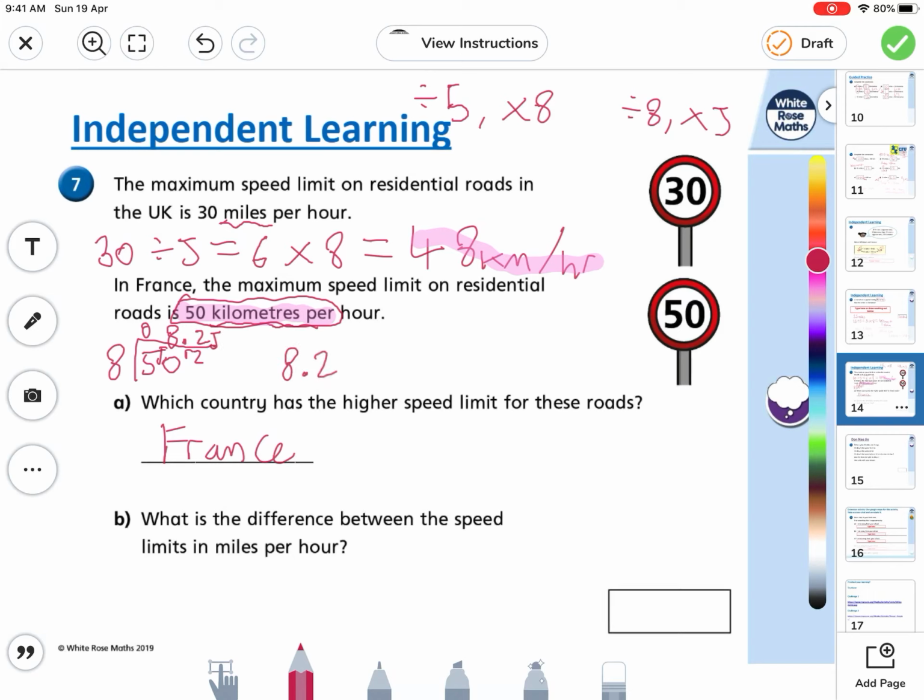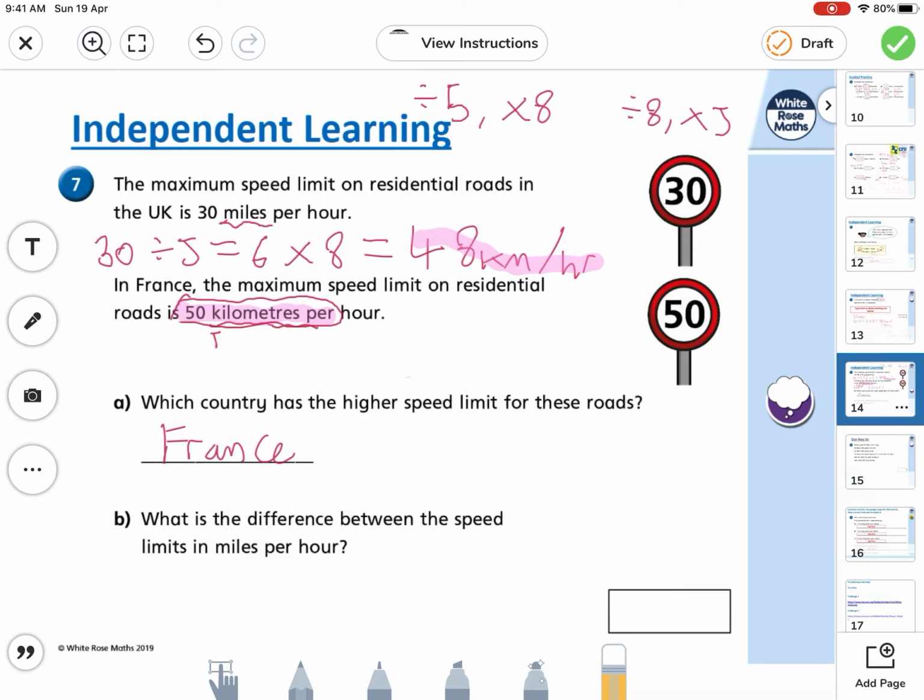Then we can have 8.25 times 5. Well, I know that 8 times 5 is... Sorry, guys, I made a mistake. I'm going to start this bit again. So I know that some of you are currently screaming at your iPad at me.